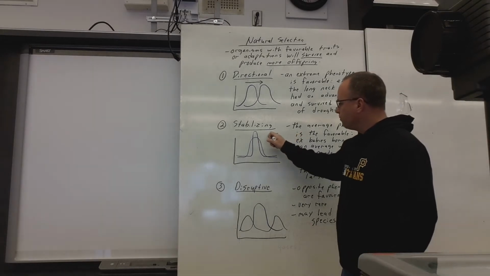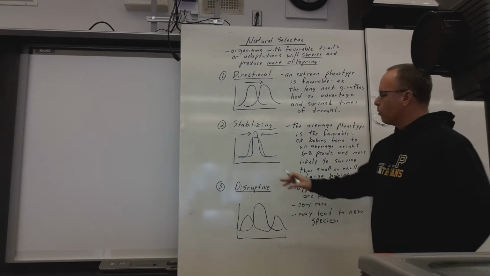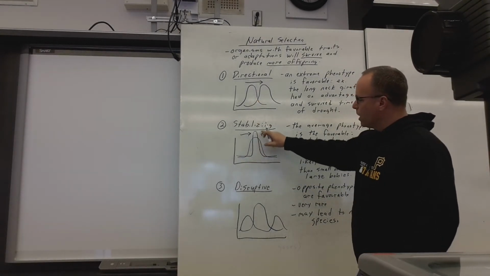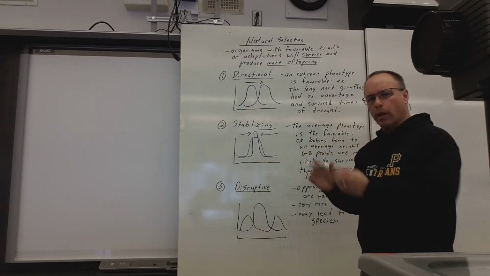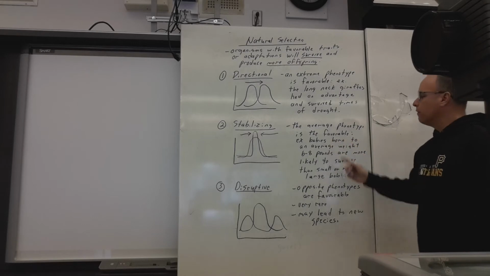Now, the second one is called stabilizing. And you can see we use two arrows for this. And the original's in blue here, kind of the same pattern. And then the purple is more to the middle. That's what we call stabilizing. The average phenotype, so the middle, is the favorable.